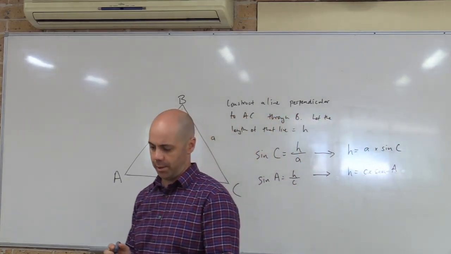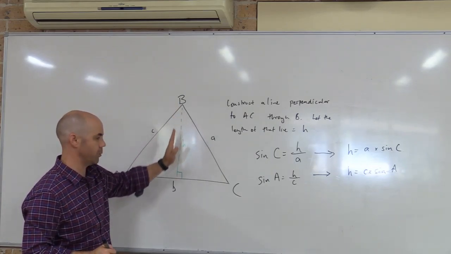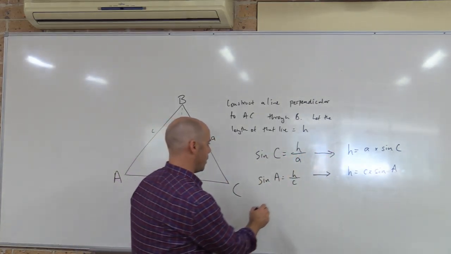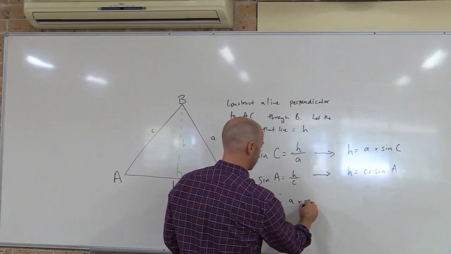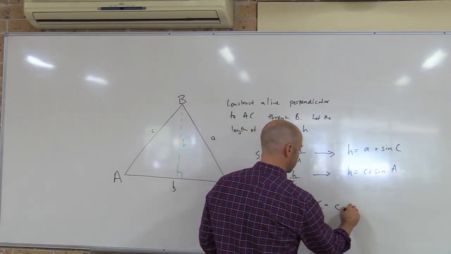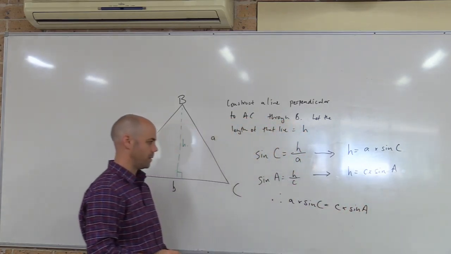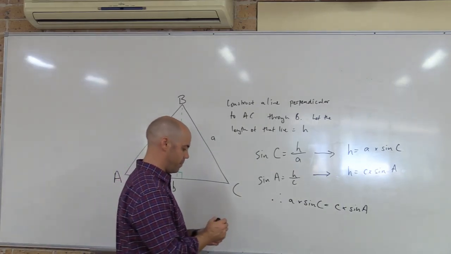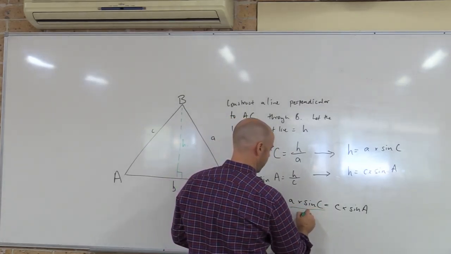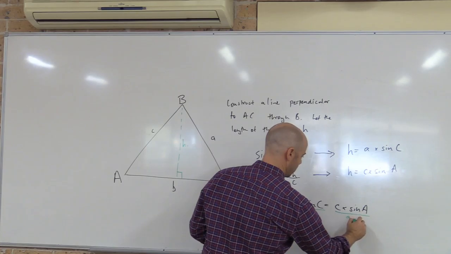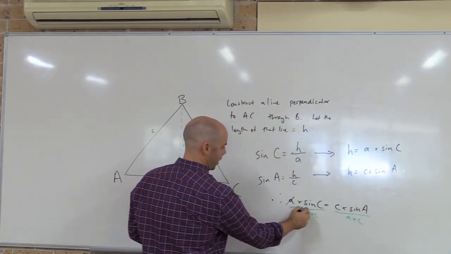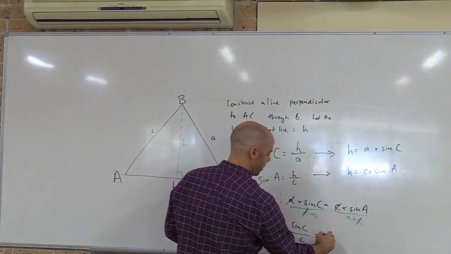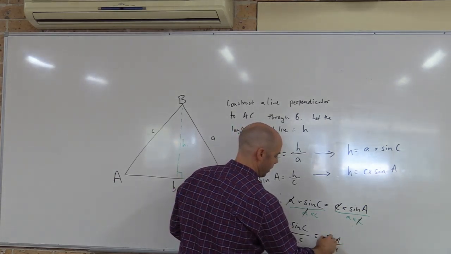Now I've got two things that equal h, and in our diagram, we're talking about the same h, aren't we? This is the h here, and so both of those things are equal to each other. So therefore, a times sine c equals c times sine a. Well, I could rearrange that a little bit and get a nice looking relationship out of it. If I divide both sides by a and c, we cancel that out, and so that becomes sine c over c equals, cancel those out, sine a over a.